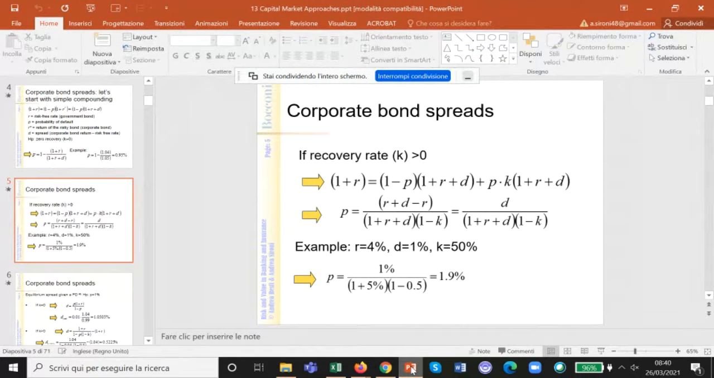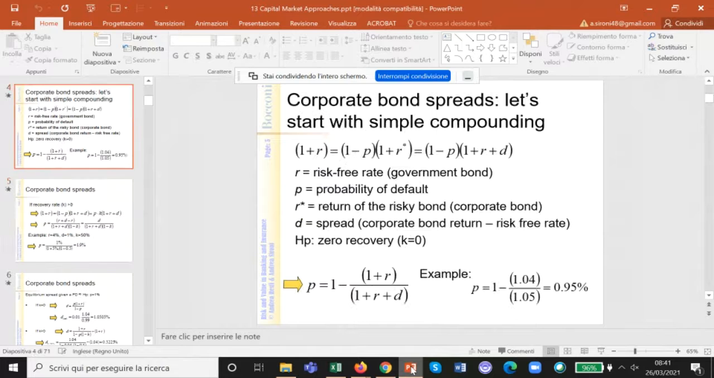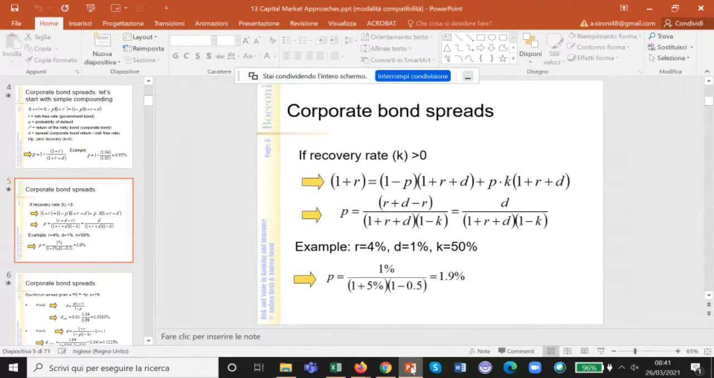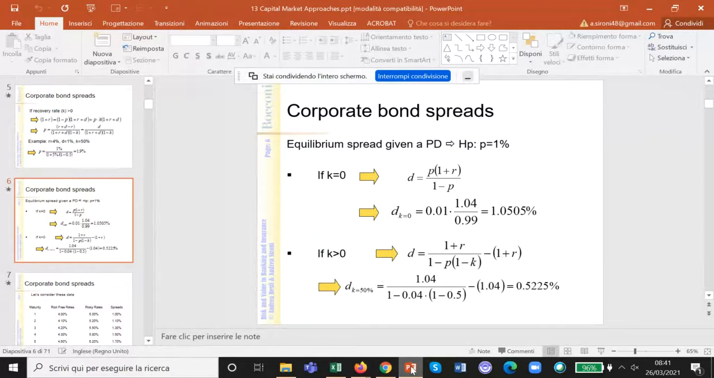Okay. So in this case, for example, with the same data, you see in this example, the risk-free rate is 4%, the spread is 1%, and we have a recovery rate of 50%. Then the implied PD is basically the double of the previous example. Okay? So that's very simply how you can infer the probability of default of a borrower from its outstanding bond spread with respect to a risk-free rate.